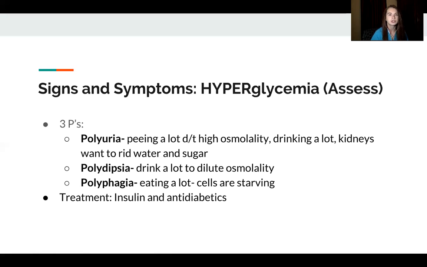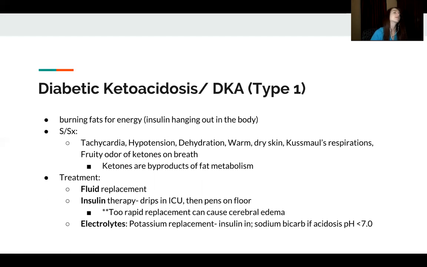And so they're drinking a lot to try and dilute this super concentrated blood that they have in their body. And then the kidneys try to get rid of the water and the sugar as well. So due to this, they are also really thirsty, which leads us to polydipsia. They drink a lot to try to dilute this osmolality. And finally, polyphagia, they're eating a lot because their cells think they're starving. And you treat this with insulin and antidiabetics to lower this level.